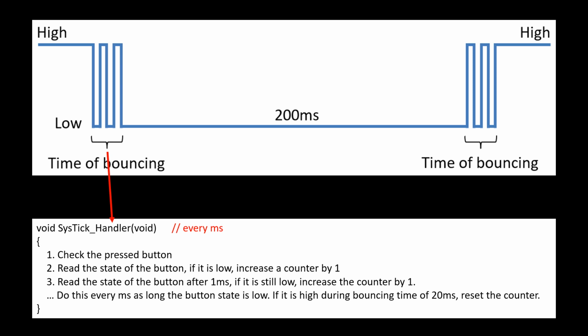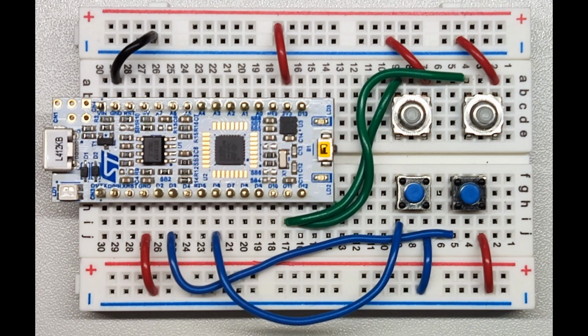If the button state is low, a counter increments by 1. Otherwise, the counter is set to 0 if the button state is high. Only when a low signal has been detected 20 times in succession is the keystroke recognized as valid. Here you can see the setup on a breadboard with a Nucleo L412 board and 4 buttons.